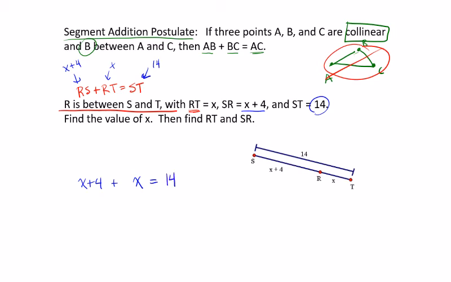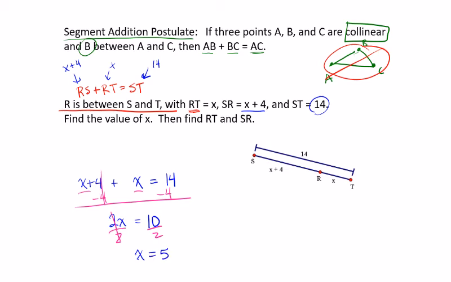Right, and now we have a pretty simple equation to solve. So we combine like terms. I'm also going to subtract 4 from both sides. And so I get 2x equals 10, divided by 2. And so we get x equals 5.